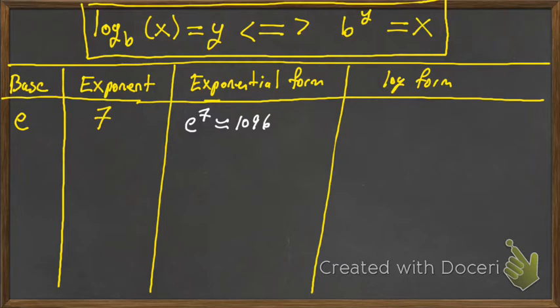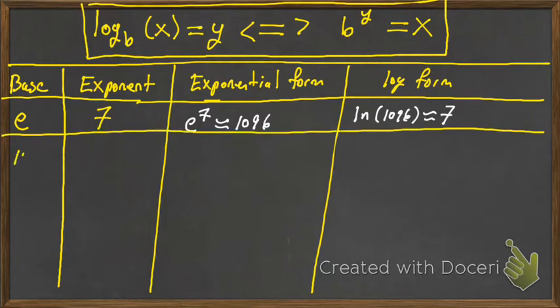Okay, so then our base is e, and if it's base e, that means it's natural log. Natural log of the 1096 is going to be approximately equal to 7, and you can use your calculator and find the natural log of 1096, and I think you're going to get like 6.99999, something like that, really close to 7. So it's approximately 7.